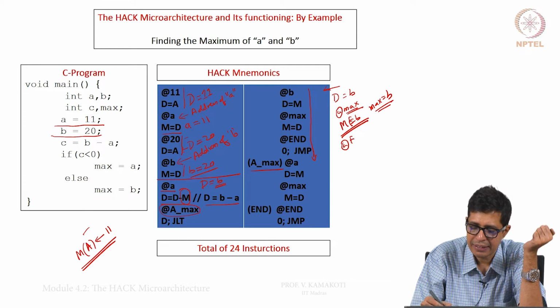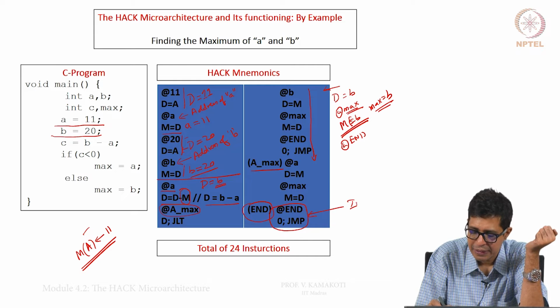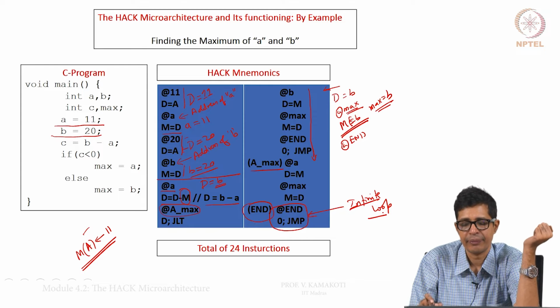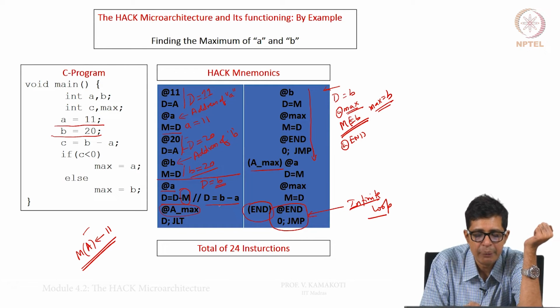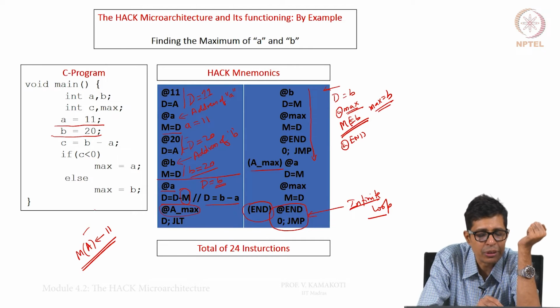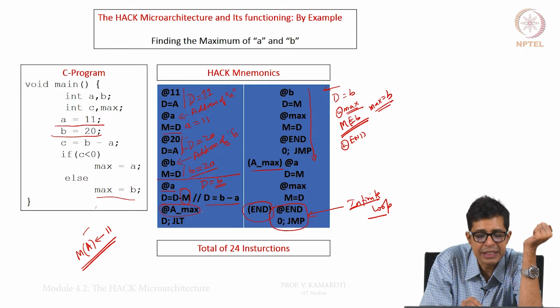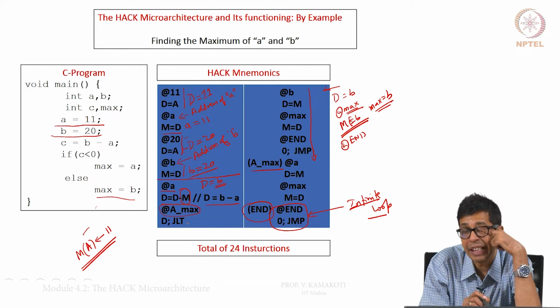Now at end is a label which is given here. At end, 0 semicolon JMP is an unconditional jump, so I go and jump to this end, and this is an infinite loop, just to say that I have finished. I will just be looping here. So if your B minus A is greater than or equal to 0, then your max is equal to B, that is what we are doing. If C, which is B minus A, is greater than or equal to 0, then max is equal to B, else max is equal to A.